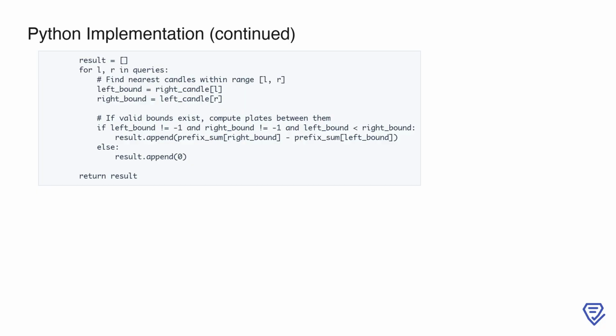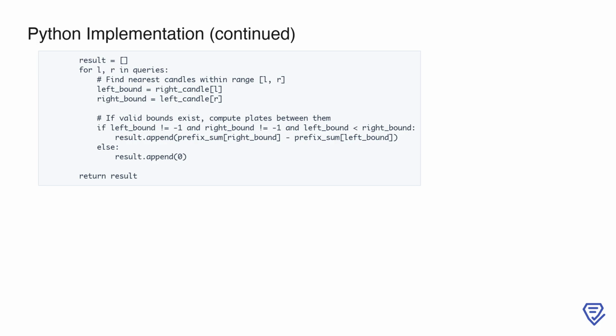contains candles. If valid bounds exist, meaning both left_bound and right_bound are not -1 and left_bound is less than right_bound, we calculate the number of plates between these bounds using the prefix_sum array. Specifically, we subtract the cumulative count of plates at left_bound from the cumulative count at right_bound. This difference gives us the number of plates between the two candles.